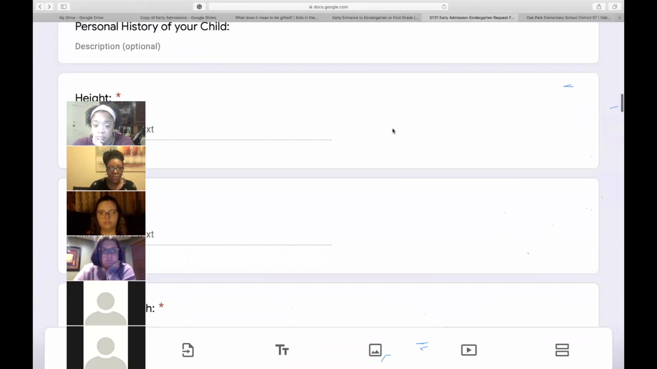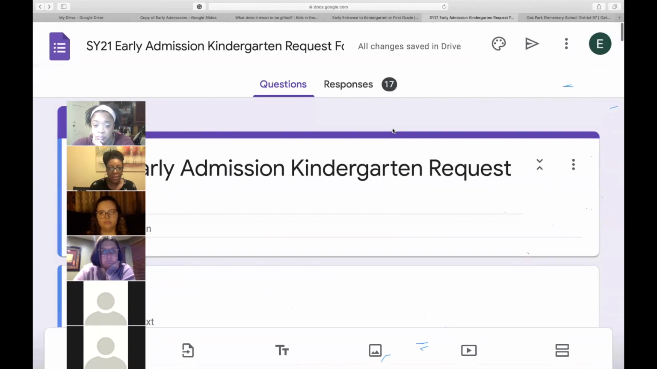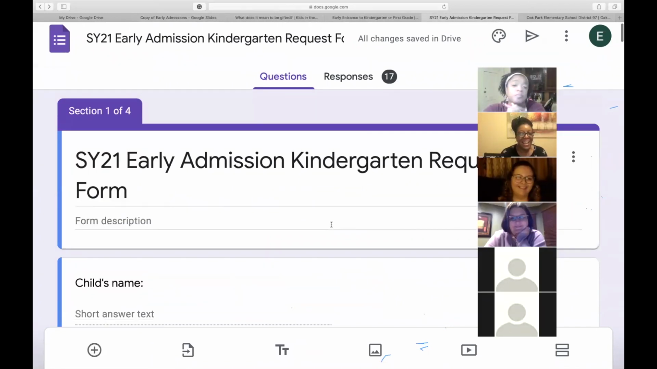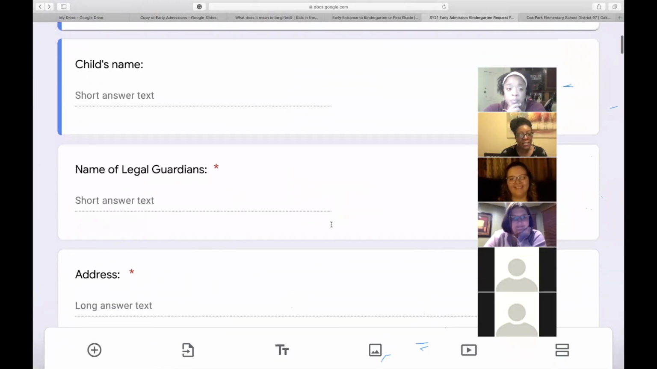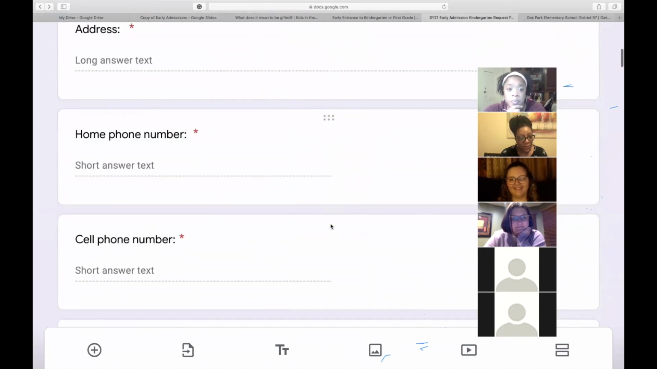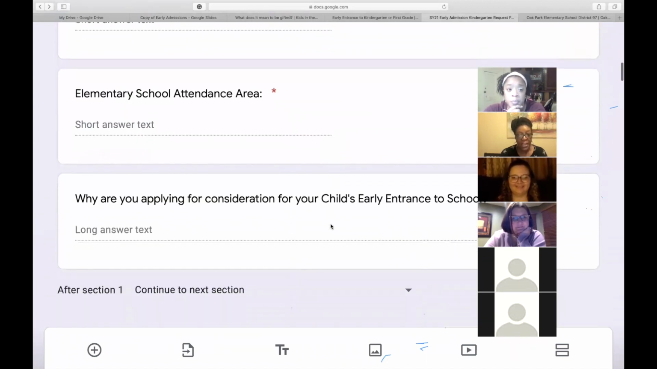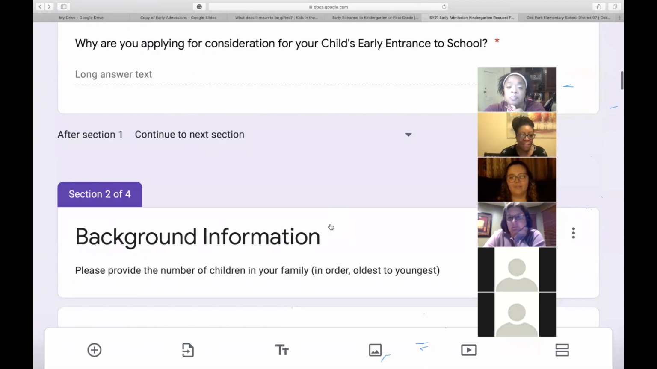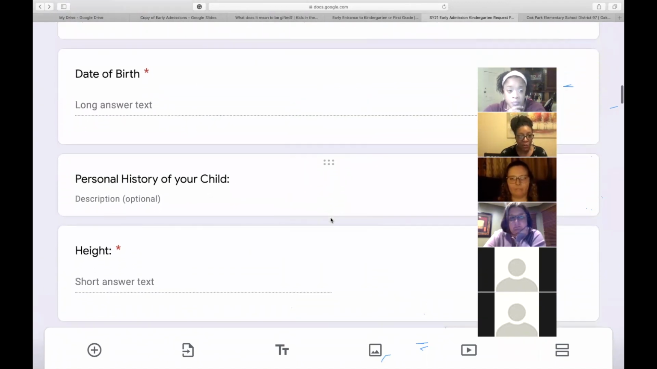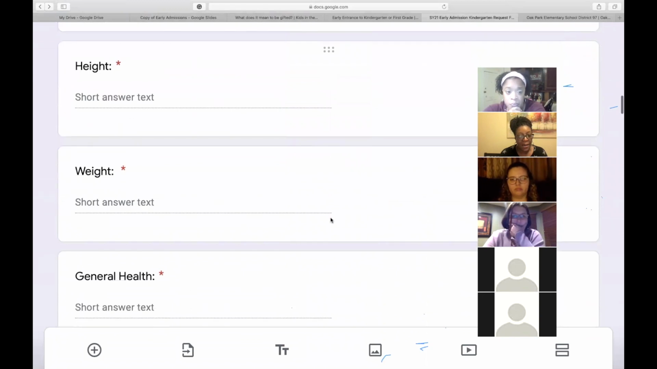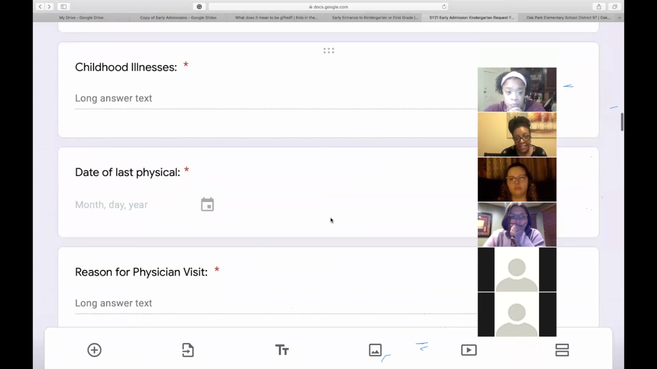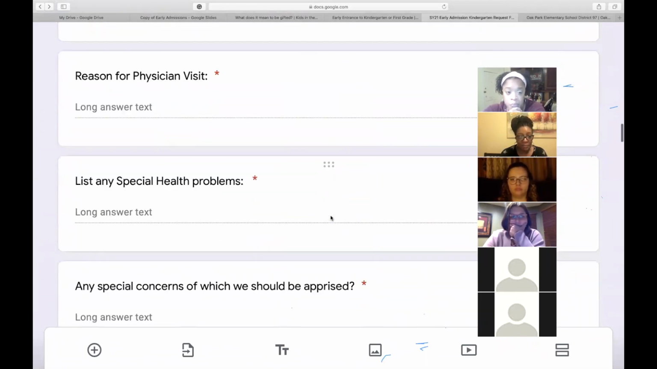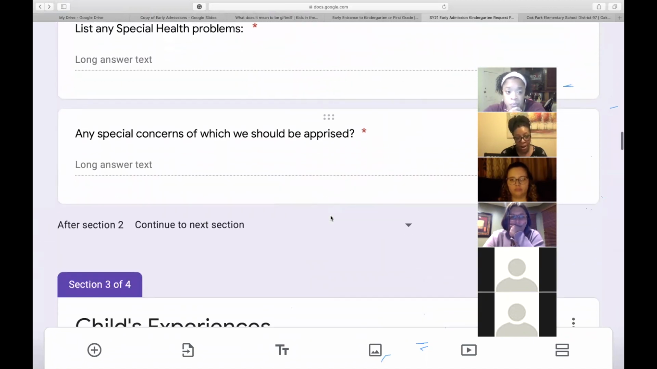So this is a kindergarten form. I just opened it up for a second, so don't kill me, Dana. It's basic information first: your child's name, address, phone number, the attendance area, and then a brief narrative around why you're applying for consideration for early entrance. Then we'll look at some background information, personal history, general health, any illnesses, making sure we have the date of last physical, and any special concerns that we should be aware of.